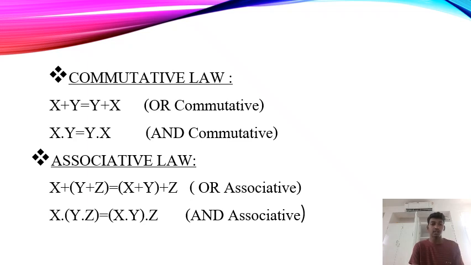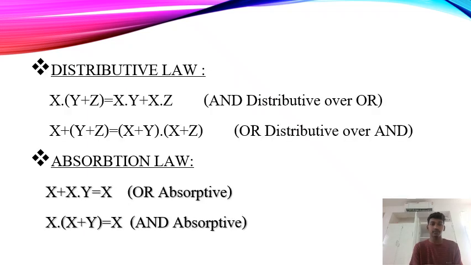AND associative means the AND operation is the product of the inputs. x into (y into z) is equal to (x into y) into z. This is called the associative law.